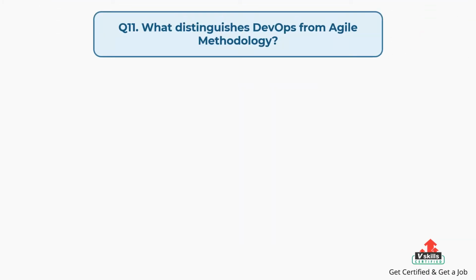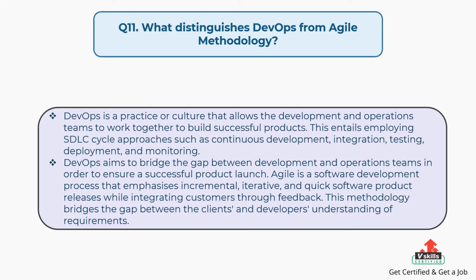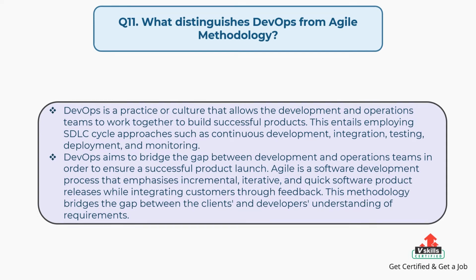Question number 11. What distinguishes DevOps from Agile Methodology? The answer is: DevOps is a practice or culture that allows the development and operations teams to work together to build successful products. This entails employing SDLC cycle approaches such as continuous development, integration, testing, deployment, and monitoring. DevOps aims to bridge the gap between development and operations teams in order to ensure a successful product launch. Agile is a software development process that emphasizes incremental, iterative, and quick software product releases while integrating customers through feedback. This methodology bridges the gap between the client's and developers' understanding of requirements.